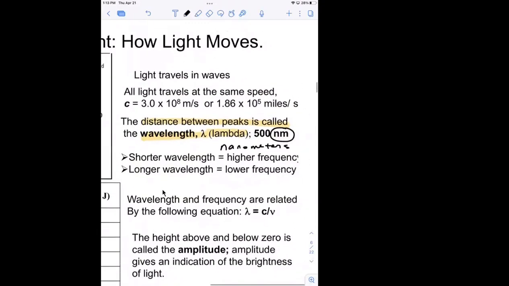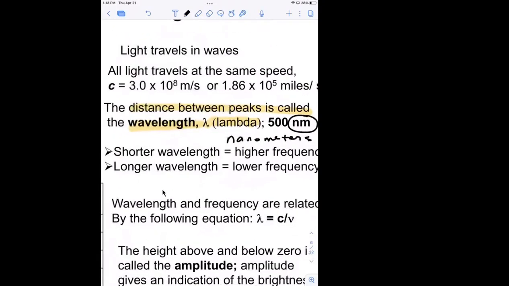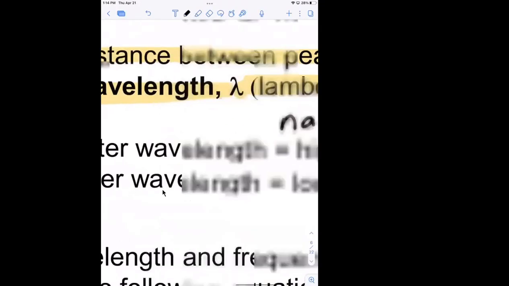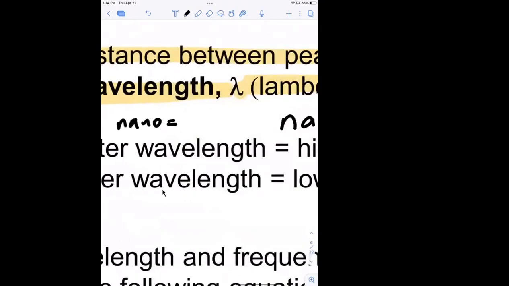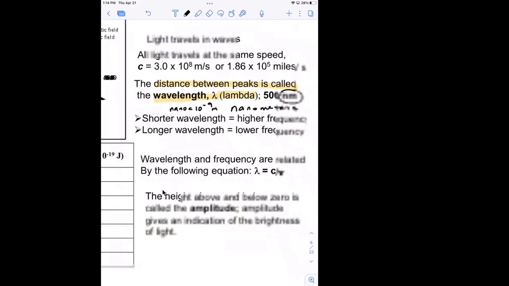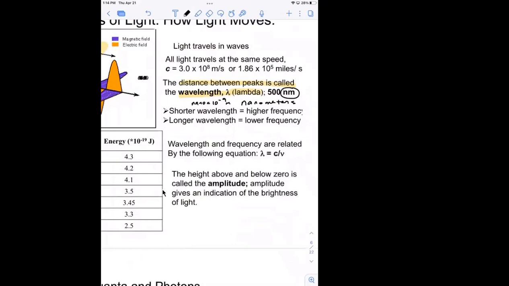And remember, nano was one of our prefixes that we learned back when we were looking at SI units. Nano is 10 to the minus 9 meters. So 1 nanometer is the same as 1 billionth of a meter. Sometimes you'll see the wavelength measured also in angstroms, but for the scope of this class, we're going to use nanometers or meters.